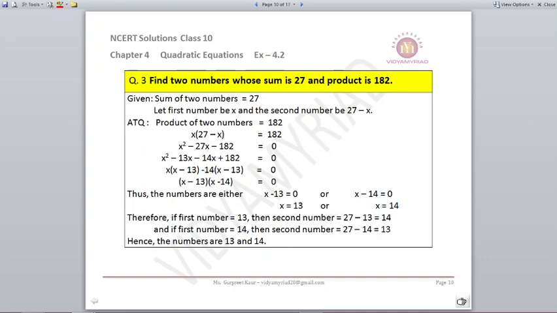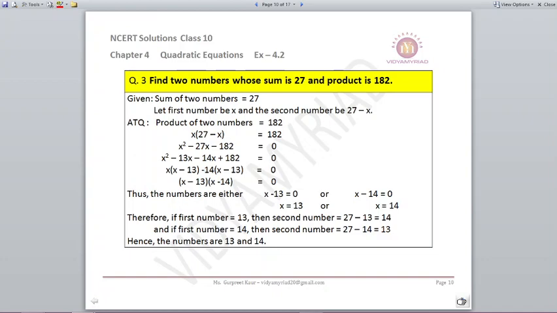Find two numbers whose sum is 27 and product is 182. Now when the sum is 27, we can let one number be x, and the other number can be 27 minus x. Their product is 182, that is x into (27 minus x) is equal to 182. If we open the brackets and find the factors using middle term splitting, you get (x minus 13) and (x minus 14). So the numbers can be either 13 or 14.